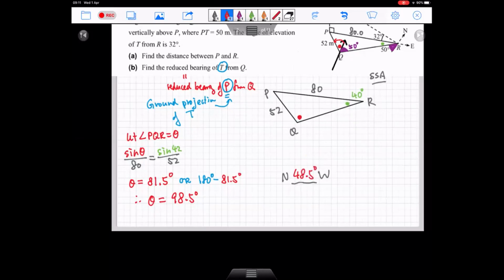All right. We have 98.5 degrees subtract 50 degrees. All right, and that goes to this answer. So this is the answer to the second question.